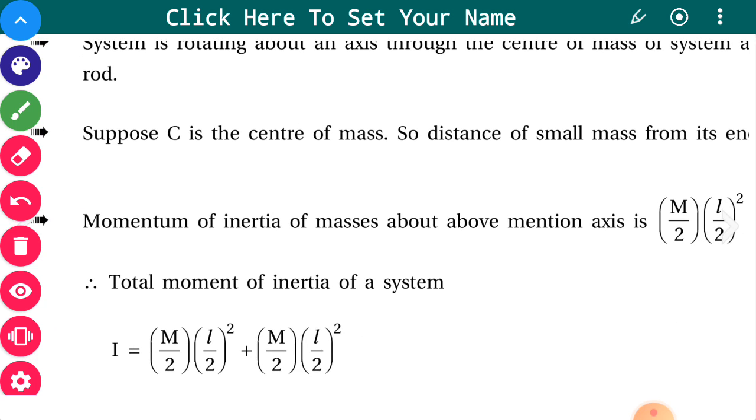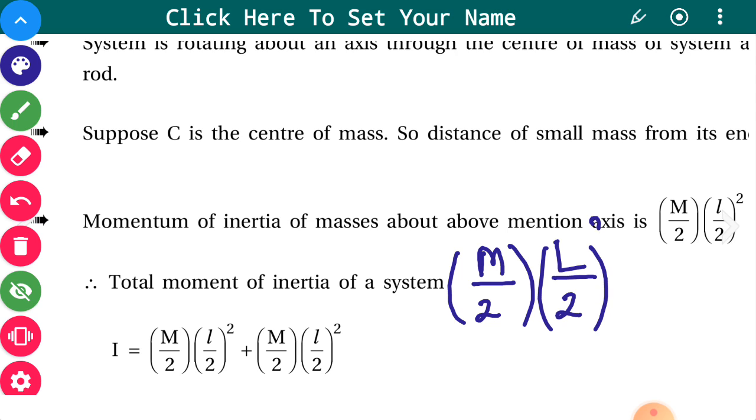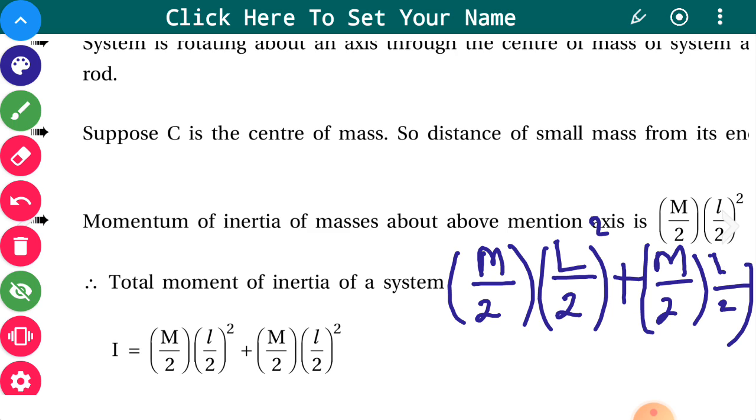We have two particles, so it is a two particle system, and the distance of these particles from the center is L by 2. So first particle m by 2 and its distance is L by 2, so square of this, plus second particle, same mass and L by 2 square. So that is written here.